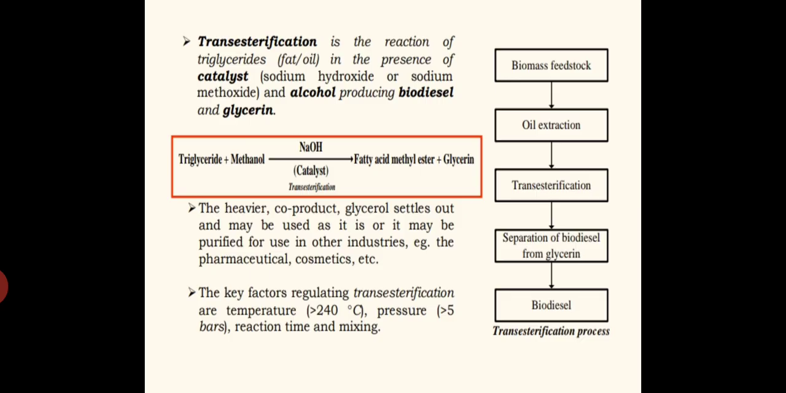The key factors regulating the transesterification are temperature greater than 240 degrees Celsius, pressure greater than 5 bars, reaction time, and mixing. So all these 4 factors are very important for biodiesel production. One important point is temperature. We have to heat this product. We have to heat the ingredients, triglyceride plus methanol, or the combination of these two. We have to heat for a very long time at a particular constant temperature, and continuous stirring is also required for the production of the biodiesel.